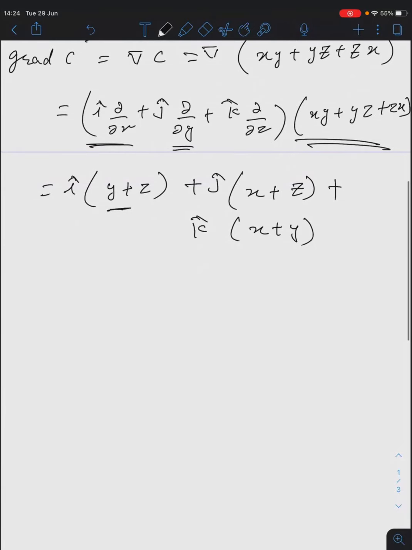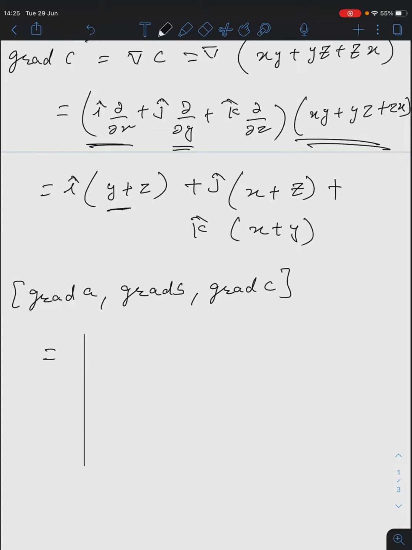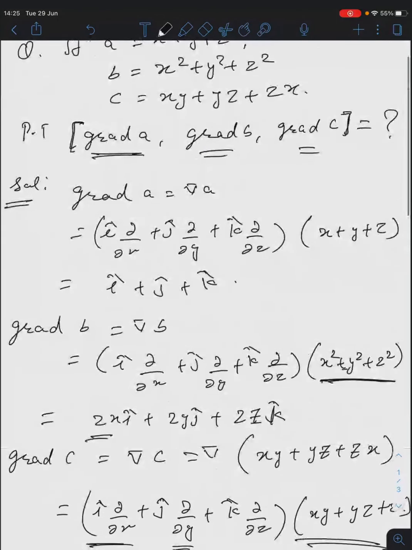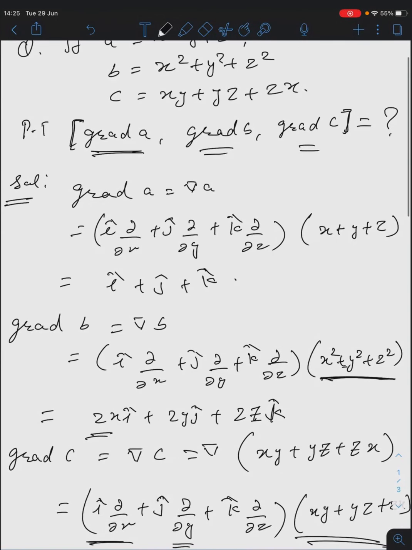Okay, now you need to actually calculate gradient of it. If I write three vectors like this, what does this mean? This means a determinant. You need to calculate the determinant, and in the determinant you will write the components of these vectors.